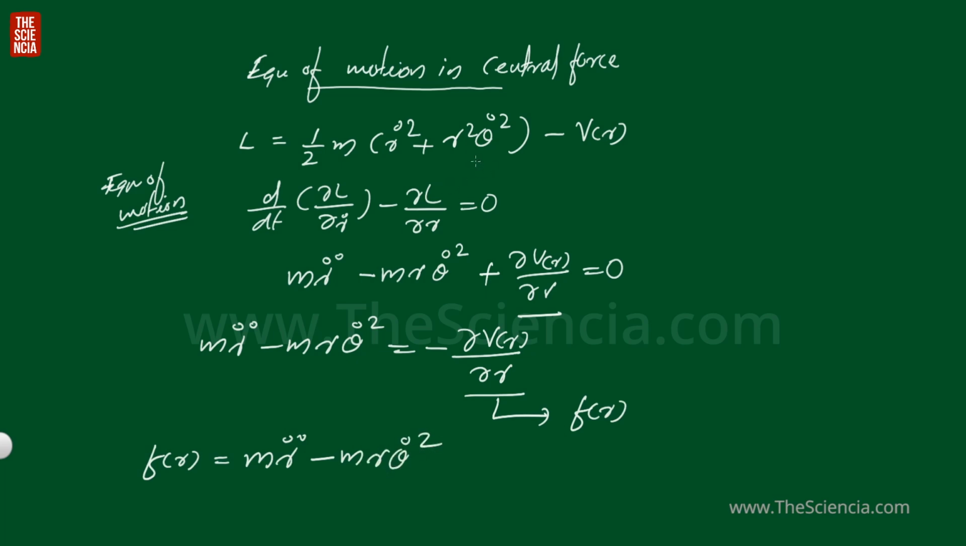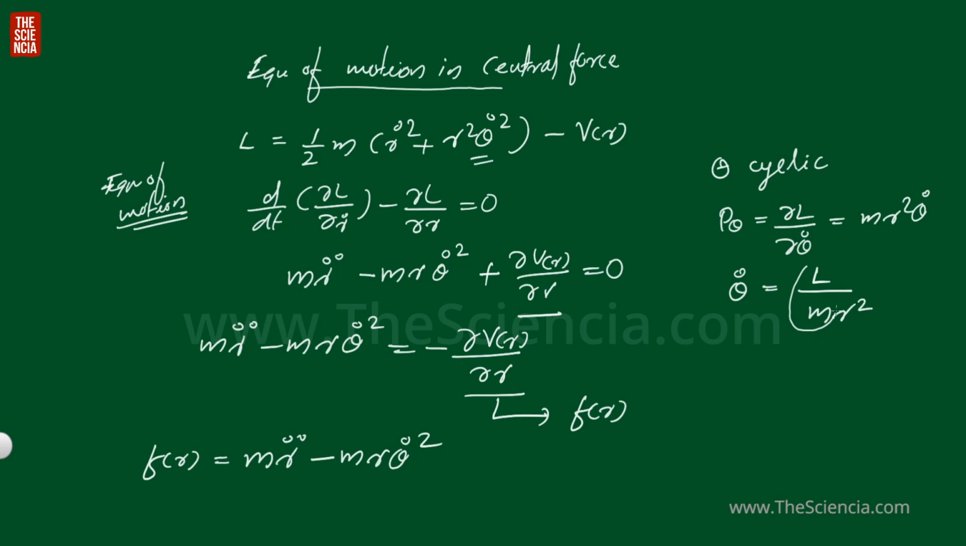And from this Lagrange's equation, we know theta is a cyclic coordinate and therefore p theta is a conserved quantity, and we know p theta is equal to dou L by dou theta dot, and that will be equal to m r square theta dot. So we can find out theta dot, that will be equal to p theta by m r square. P theta here is angular momentum, so we can write L by m r square, where this L and m are constant.